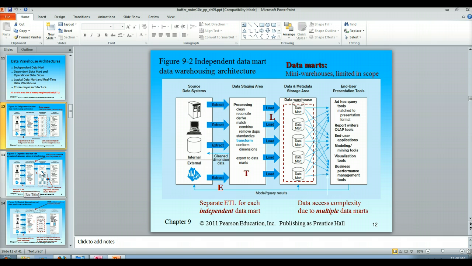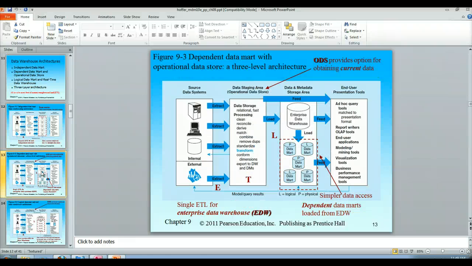So the access complexity is very, very high when it comes to this. The complications associated with gathering data from these different data marts are significant. So let's take a look at what a dependent data mart looks like. In this case, we've got the same extraction, the same kind of staging area and the transformation, but now instead of loading into data marts, we're loading into a data warehouse.